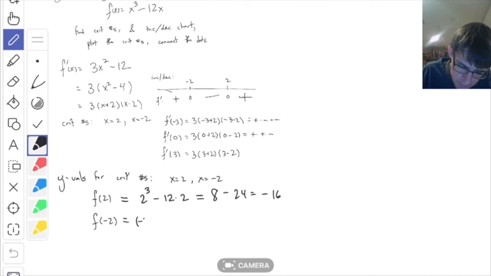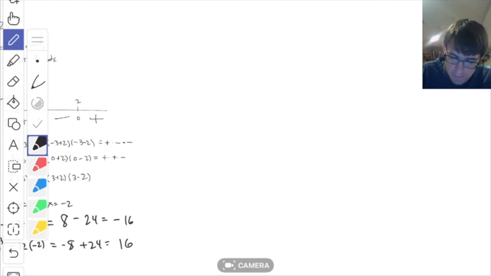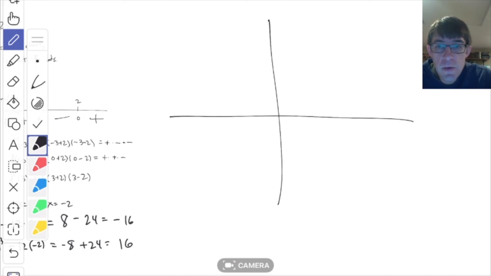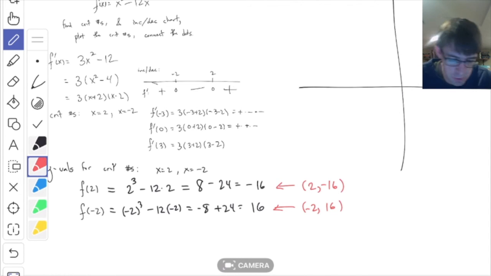And then f of negative 2. Okay, let's do it. Negative 2 cubed minus 12 times negative 2. Negative 2 cubed is negative 8, and then plus 24. And this is plus 16. So these are the y values, and I'm going to begin my picture by plotting those numbers. On my graph, this is going to be my answer. The whole question is just to draw the graph. So first of all, a point here is going to be x value 2, y value negative 16, and this point here is x value negative 2, y value 16. So let's plot those two points on my graph.